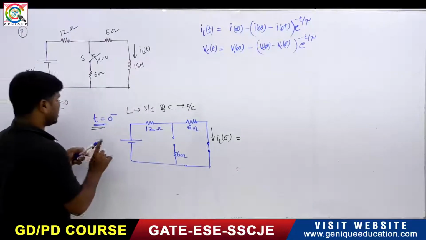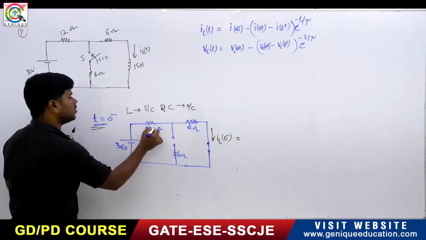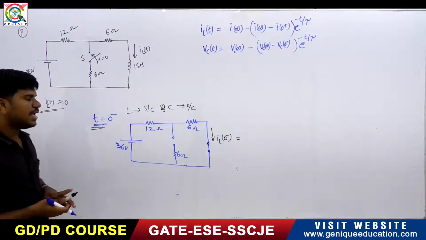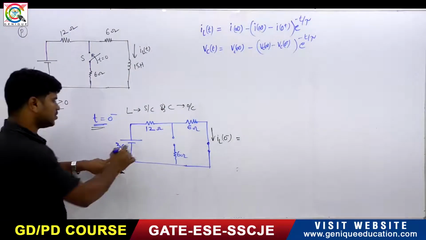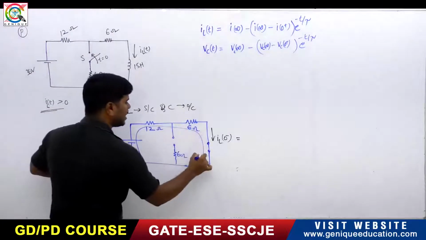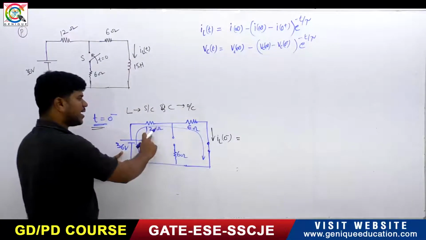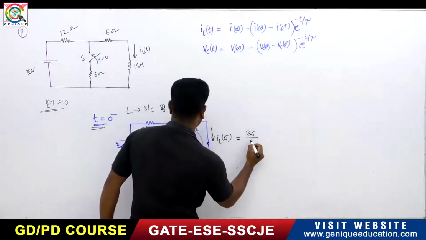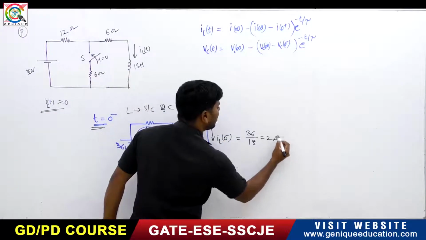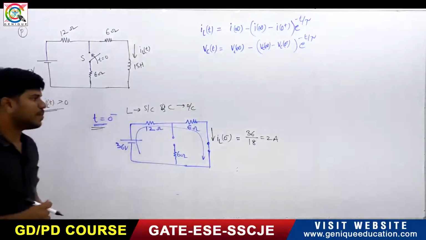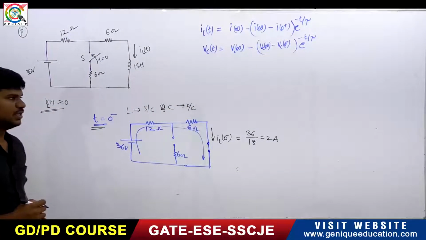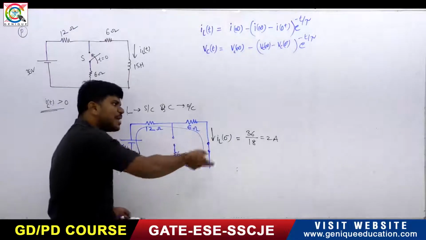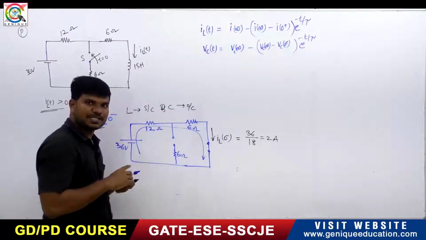So this is 36 volts. It is 12 ohms, 12 ohm. So how much are we getting? IL of 0 minus is equal to, the current is going like this, right? So 36 divided by 18. So this will be 2 amperes. So IL of 0 minus is 2 amperes, right? Now you know this IL of 0 minus is equal to IL of 0 plus, right?